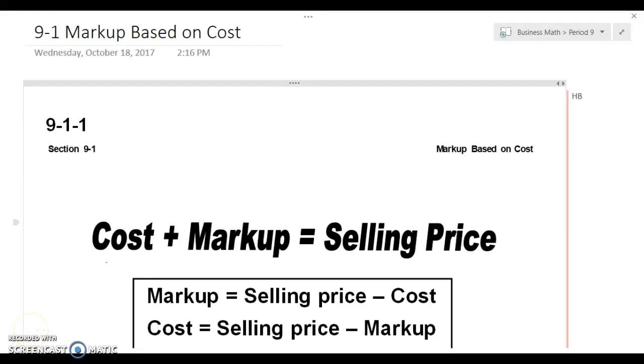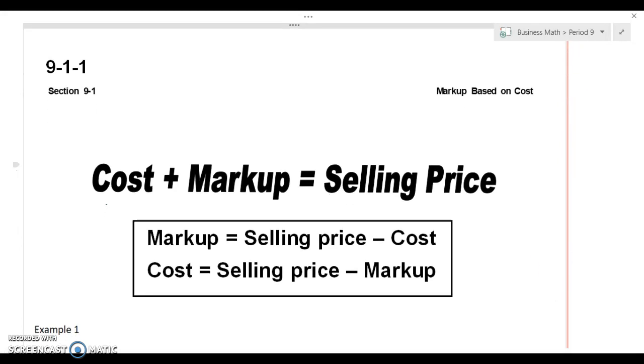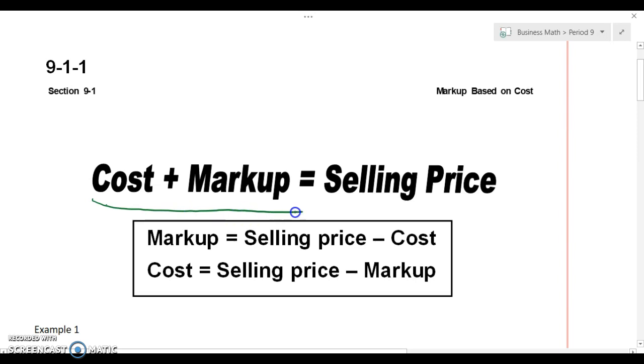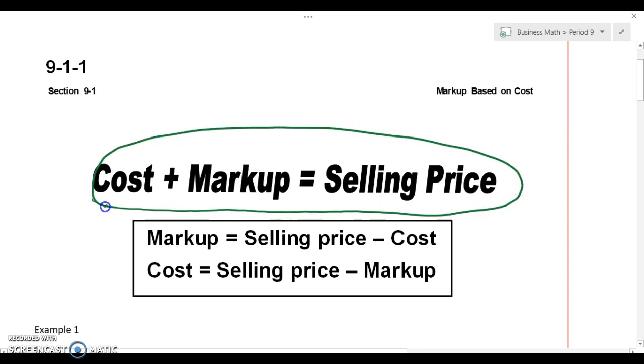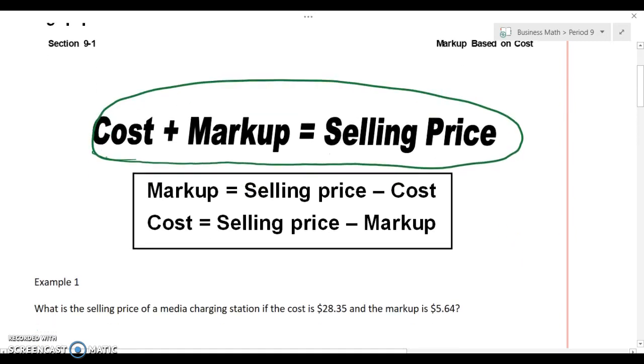Okay, here we go. 9-1, markup based on cost. So if you take a look, the very first formula, nice and big for you there, cost plus markup equals selling price. Formula we need to remember. You can also rewrite it so that it has markup in the beginning or cost in the beginning. All three of these formulas will be used today, just rearranged.